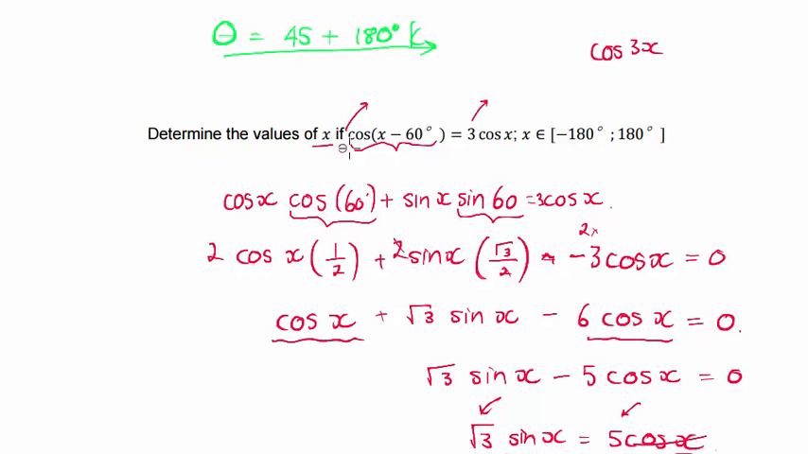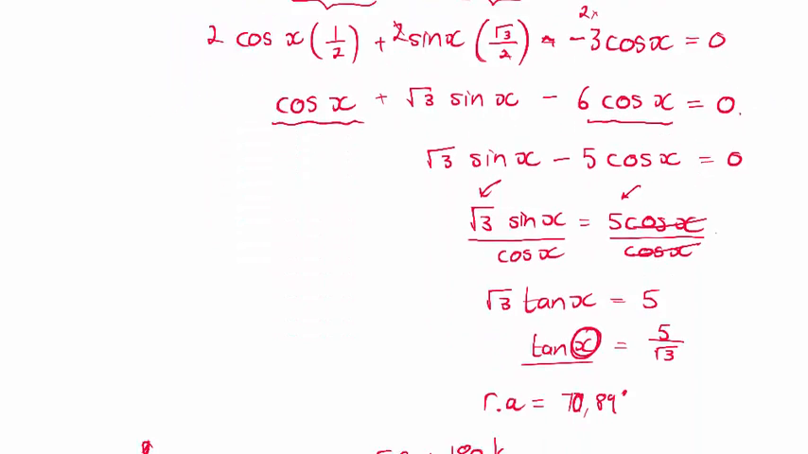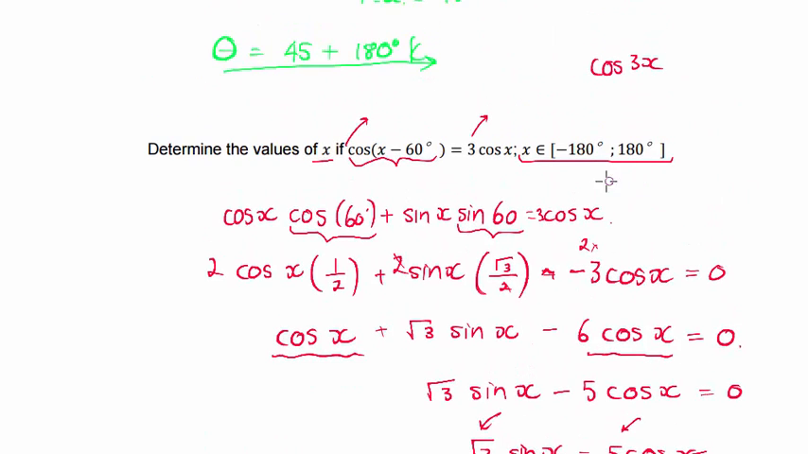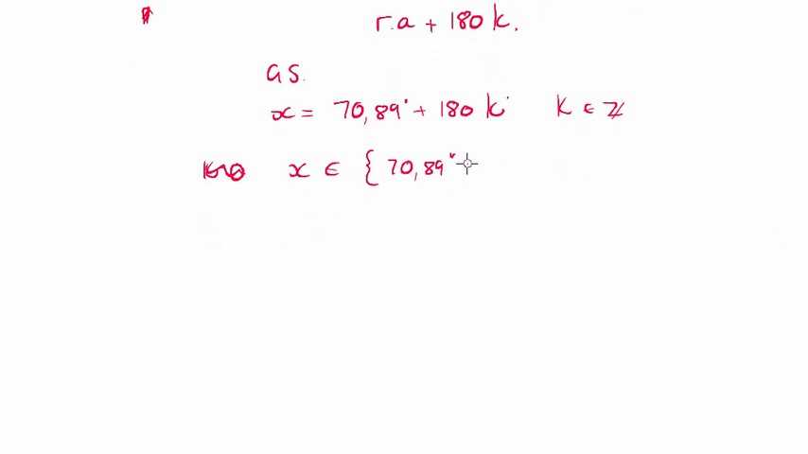And they did ask me for specific values. They asked determine the values of x, and they gave me an interval. So if they give you an interval, they want specific values. So I'll start with k equal to 0. If k is equal to 0, then I get 70.89 plus 0 times 180. So I don't add 180. That gives me 70.89, and that falls in this interval. It is less than 180 and more than negative 180.